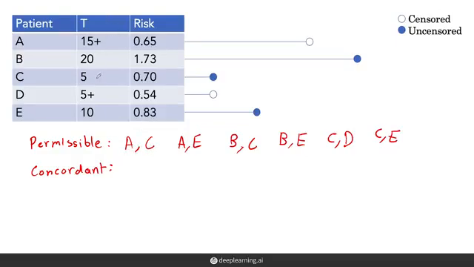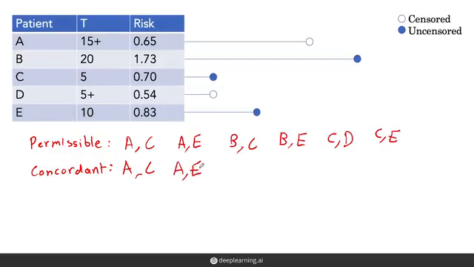So for AC, we have the risks as 0.65 and 0.7, and the worst outcome was for patient C, so AC is concordant. Then we have pair AE, and for AE we can see that the worst outcome was for E, and E had the higher risk score, so AE is also a concordant pair.